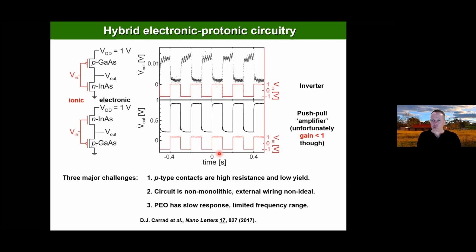And so at that point, it set us up a few major challenges, which were, one, we had to get better performance out of our p-type transistors, which I more or less talked about in the last slide, going to increasing the doping to get that out. The circuits were non-monolithic, and so ideally you would like these to be on a single chip, which we've now done. And the other problem we had here is that polyethylene oxide, which was our chosen polymer electrolyte at the time and has been used quite heavily, has a rather slow response and a limited frequency range. At best, we could operate these transistors up to about tens of hertz before we started to lose the signal.